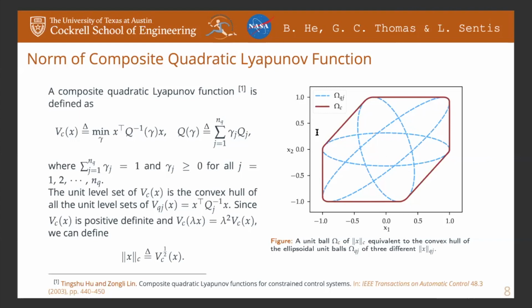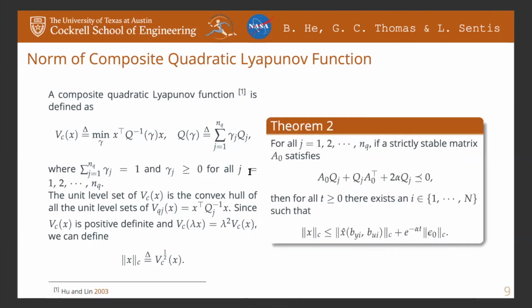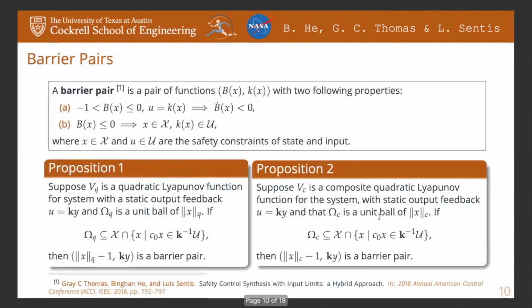So let us call this new vector norm function a C-norm. Similarly, this C-norm can also be bounded by the C-norm of the estimated state and the C-norm of the estimation error. We use these two vector norm functions to build barrier pairs. And a barrier pair is a pair of a barrier certificate and a stabilizing controller. While we are using this stabilizing controller, the sublevel set of this barrier certificate becomes an invariant set. While we are inside this invariant set, the state and input constraints are both satisfied.